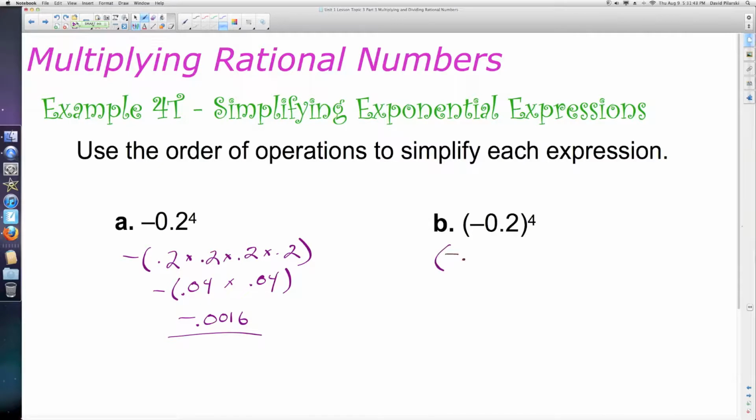Because this has parentheses and example A does not, we would calculate this differently. That's going to be negative 0.2 times negative 0.2 times negative 0.2 times negative 0.2. That's negative 0.2 to the fourth, not the opposite of 0.2 to the fourth like example A. Now when I multiply negative 0.2 times negative 0.2, that gives me 0.04. This negative 0.2 times this negative 0.2 gives me 0.04. And when I finally multiply those two together, it gives me positive 0.0016. So because, again, this does not have parentheses and this does, that gives us a different sign in our final answer.